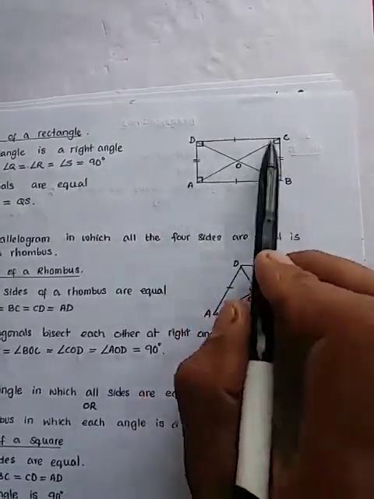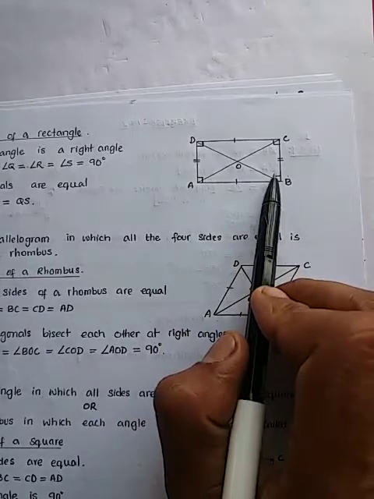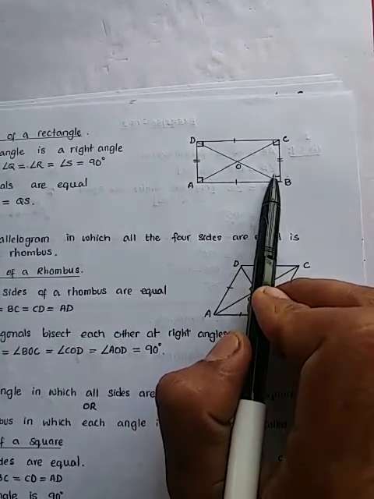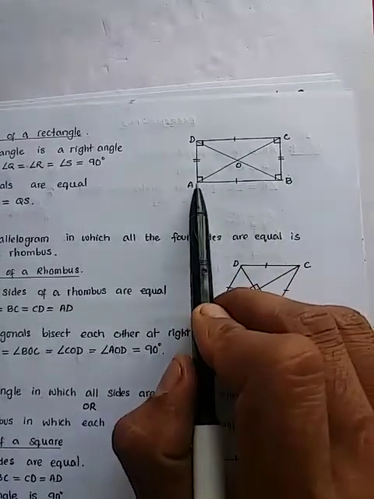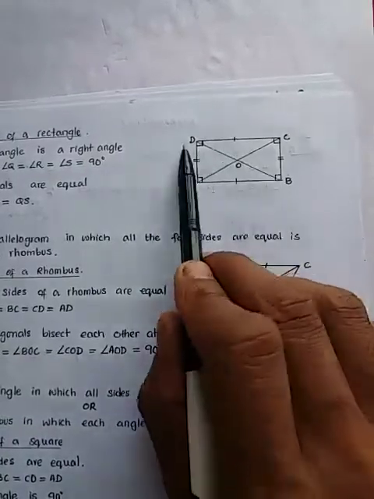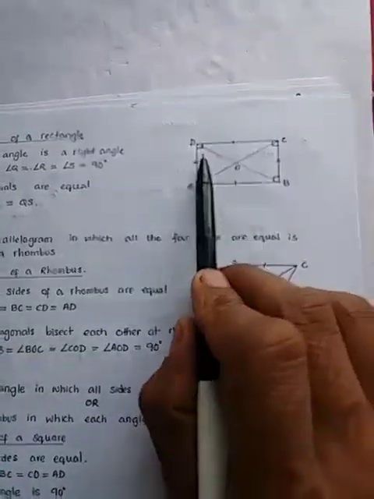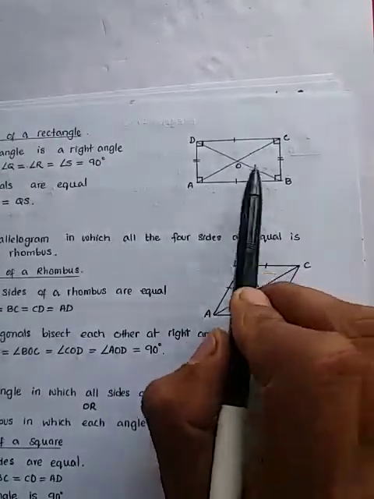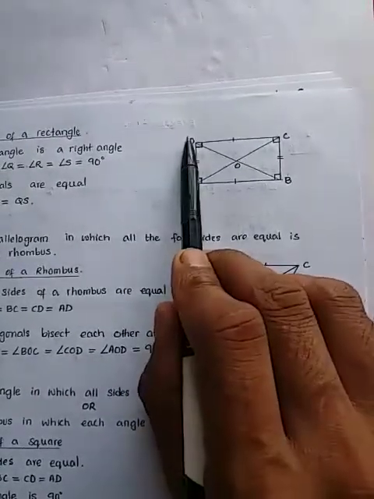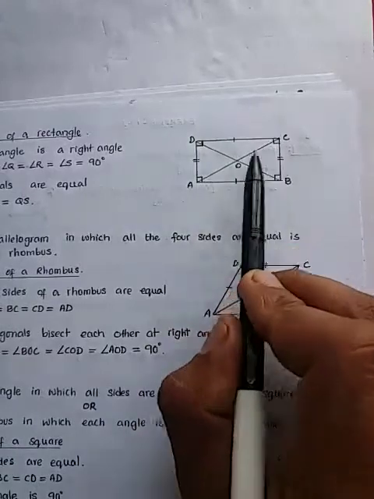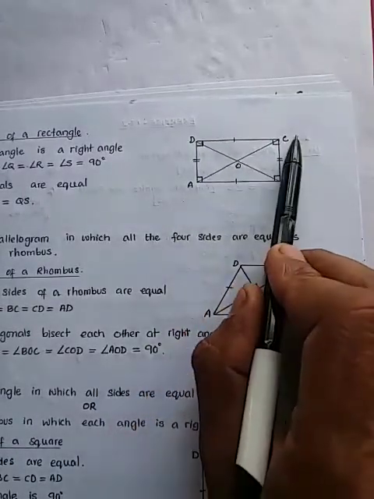And then diagonals are equal, and they bisect each other. Here also, they bisect each other. So which means AC bisects BD, which means OD and OB will be equal. Suppose if BD is 10 centimeters, then this will be 5, 5 like that. BD bisects AC, that means OA equals OC.